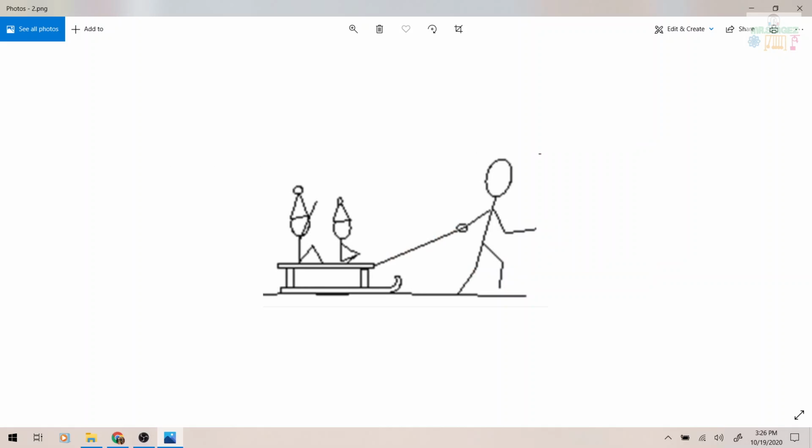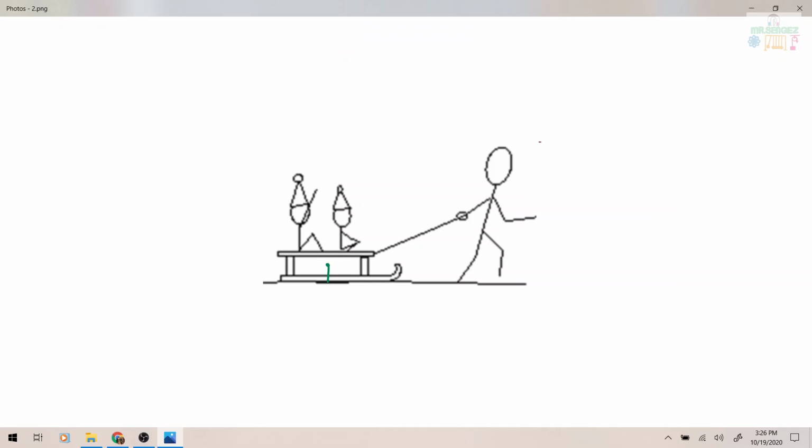All right, the next question is about a sled with two kids and one person pulling them, and what's the free body diagram of the sled. To figure this out, you are going to go with mg.